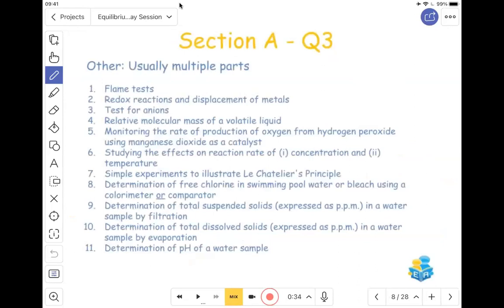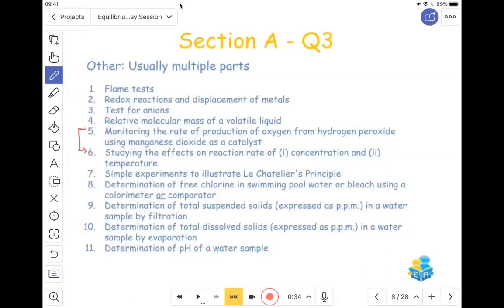Question 3 then, that's referred to as the other. And this is basically any experiments that will not have appeared in questions 1 and 2. And this includes the flame tests, redox reactions and displacement of metals, the tests for anions, the relative molecular mass of a volatile liquid.